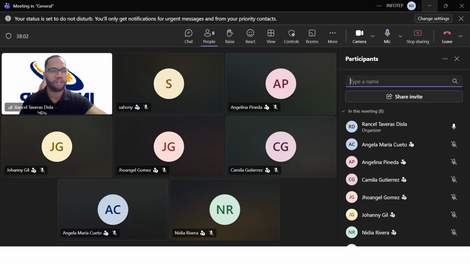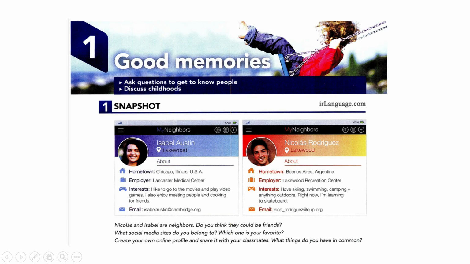With that being said, let's continue then, guys. Okay, so our first unit of the second book is Good Memories. So, as the title says, we're going to talk about the past. We're going to talk about actions that we did when we were younger, when we were kids, when we were teenagers. Here we have a snapshot of small biographies of Isabel Austin and Nicholas Rodriguez. We have here hometown, right?